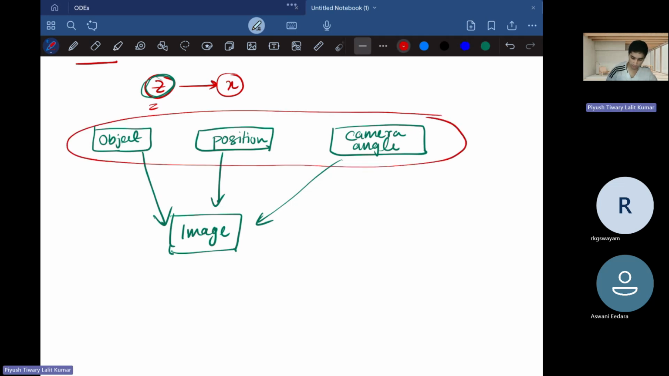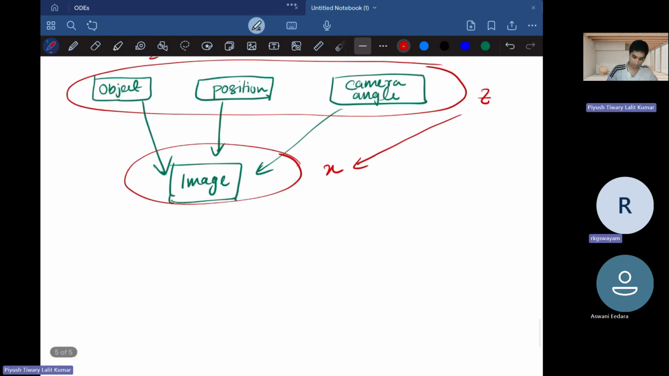You can think about this as follows. For an image, this is your hidden variable Z, and this is your observable variable X. Now, does this look like Z to X? This is similar to that, right? Z to X, this is a PGM. This looks like a PGM, doesn't it?